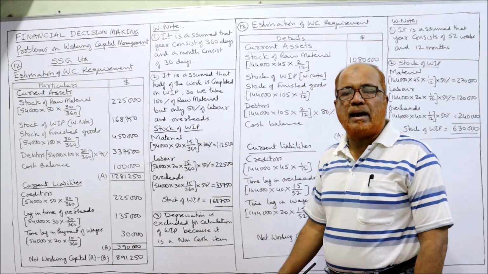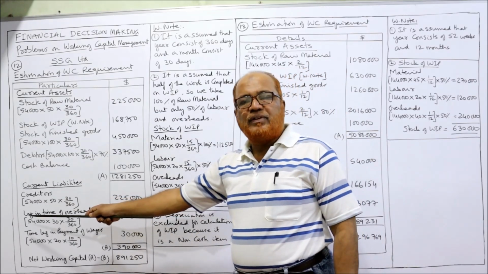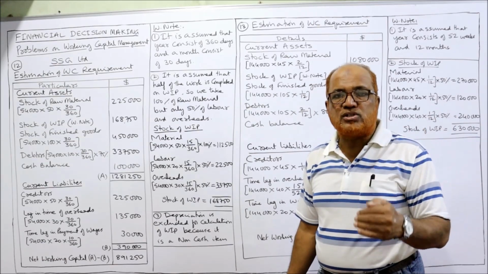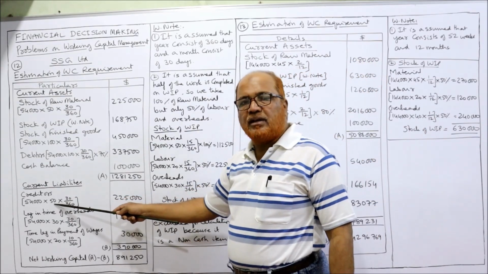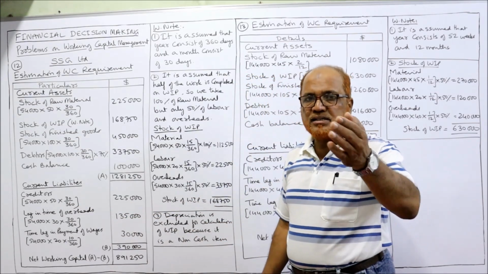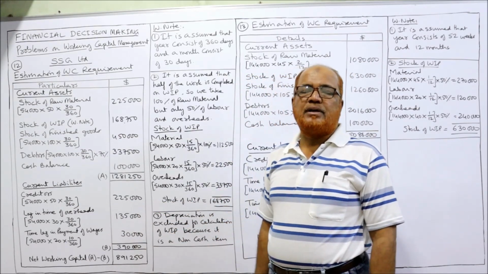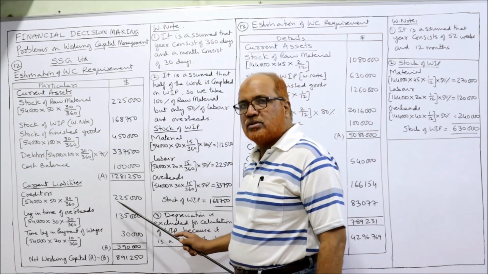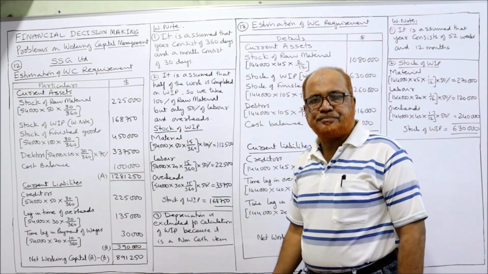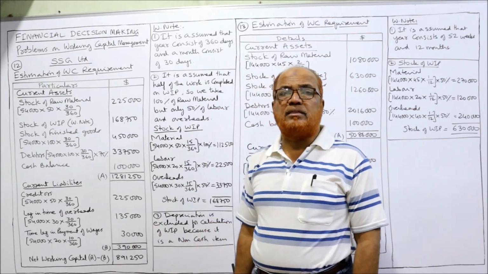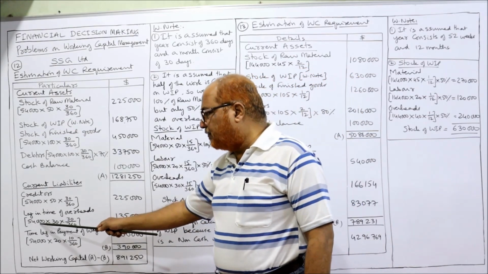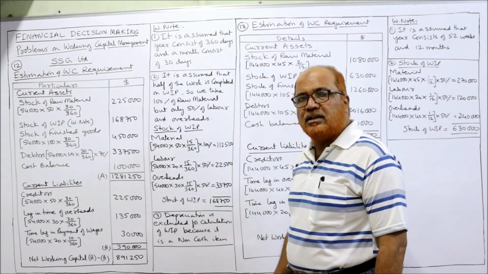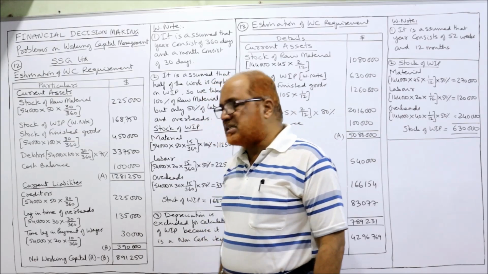Now we calculate current liabilities. Creditors: 54,000 into 50 rupees. That is the material. Creditors are there for purchase of material, so 50 rupees per unit of material. How much period are creditors allowing to us? It is 1 month. The suppliers are allowing 1 month credit period. So 30 by 360, 2,25,000. Now time lag of overheads. It is given time lag for overheads is 1 month. So 54,000 into 30 rupees per unit into 30 by 360. It comes to 1,35,000.